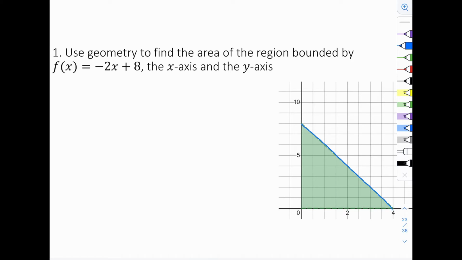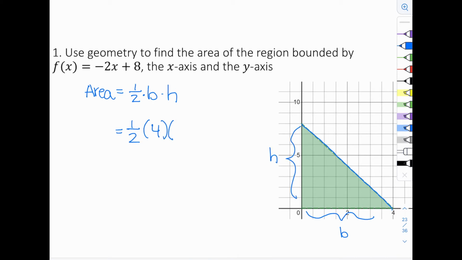So right now, what I want us to do is not worry about integrals, but just use what we know about finding areas. This is a triangle, so we would need to use the formula for the area of a triangle, which is 1/2 times base times height. For this problem, that would be 1/2 times the base, which is 4, and the height, which is 8. If we multiply that, we get 16. So we'd say that the area is 16 square units.